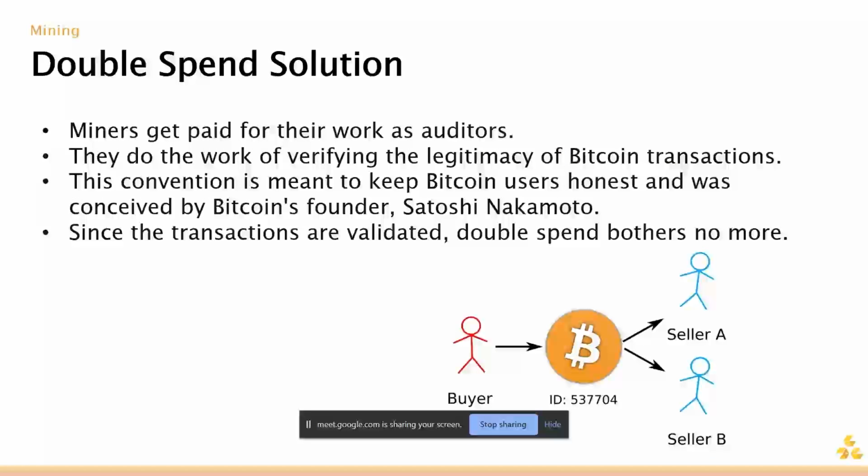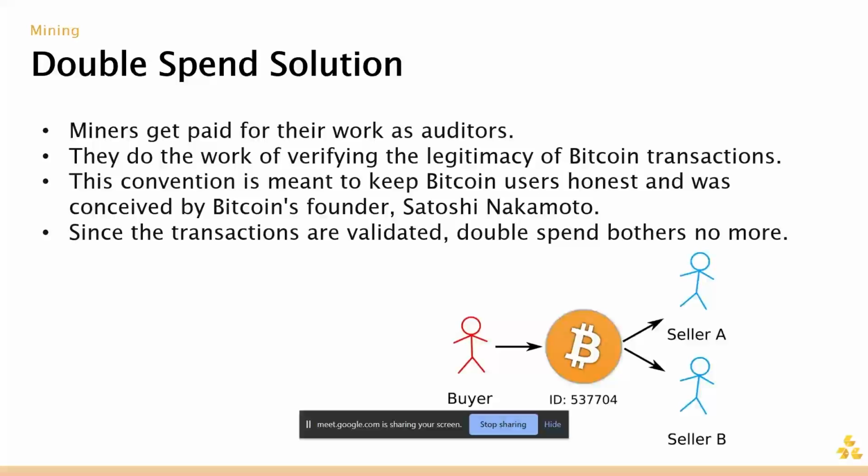डबल स्पेंड अटैक जो गौरव ने पहले बात की थी उसका सोल्यूशन यहाँ पे होगा कि गौरव मेंशन कि माइनर्स इसको ठीक कर सकते हैं. How they do it is miners get paid for their work as auditors. What they do is the work of verifying the legitimacy of Bitcoin transactions. This convention is meant to keep Bitcoin users honest and was conceived by Bitcoin's founder Satoshi Nakamoto.